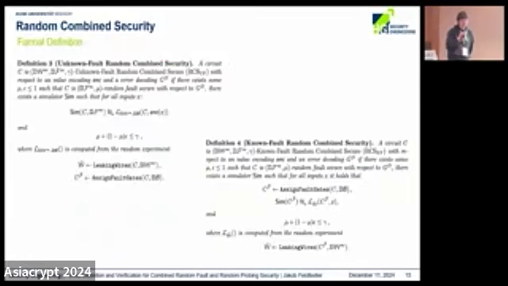So this is why we introduced two different definitions for random combined security. One with unknown fault, which is a more realistic case, because if you have a real device and you inject a fault, then you don't know exactly what's happening there. And the other one is with known faults, which is not that realistic, but much easier to analyze because we know exactly what is happening.